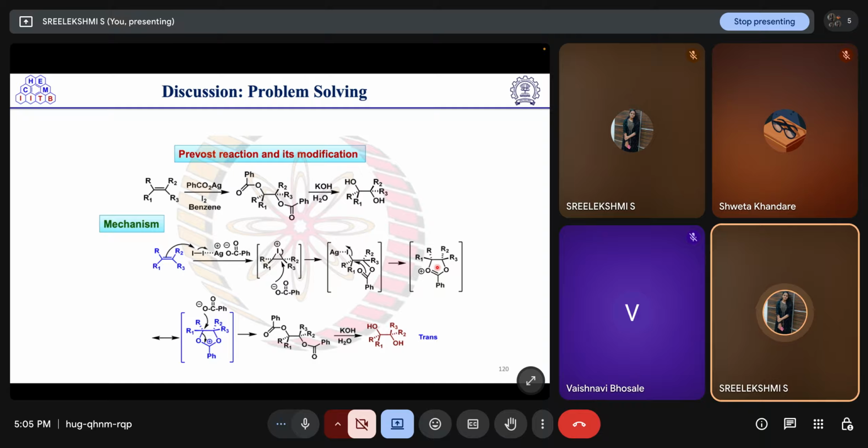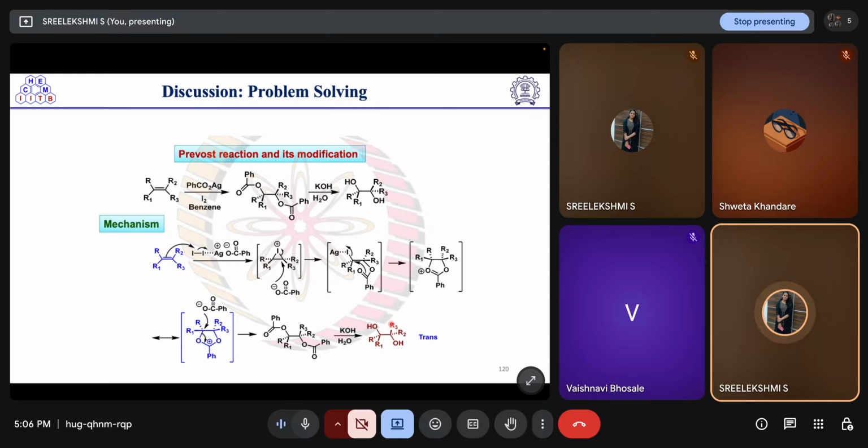Then again, what will happen? The next benzoate anion will attack the other carbon. With this benzoate anion attacking the other carbon, this bond is opening, which will result in the formation of a dibenzoate, which is the intermediate shown here. So firstly, iodonium ion formation, then the iodonium ion will be opened by benzoate. That benzoate will form this kind of five-membered intermediate. Then the other benzoate will attack the other carbon, and it will open to form this dibenzoate. Then simple basic hydrolysis will remove both these esters. So ester hydrolysis is happening, and we will be getting the diol.